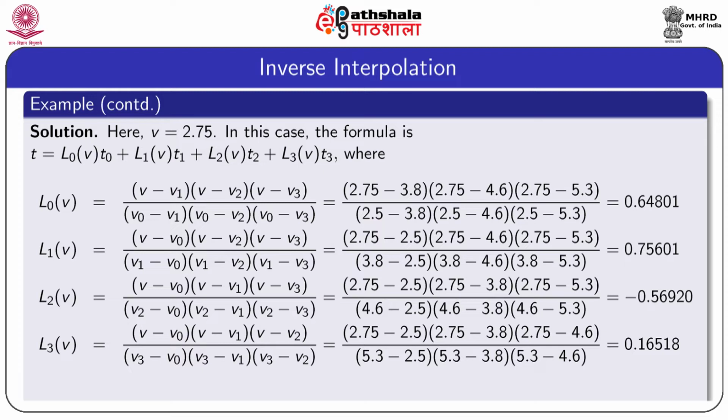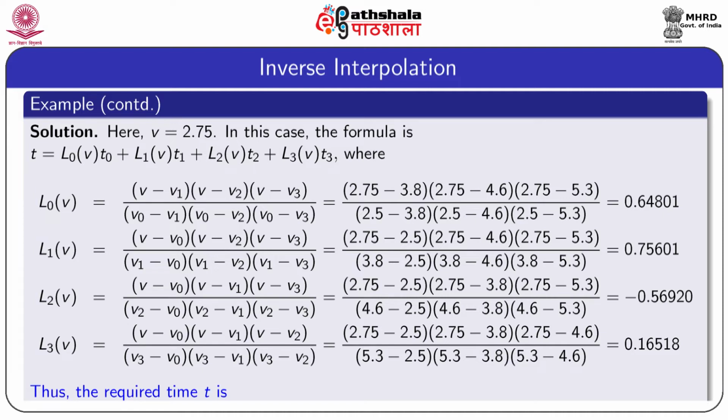0.64801. Similarly, L1(v) is equal to 0.75601 and L2(v) is equal to minus 0.56920, and L3(v) is equal to (v minus v0) into (v minus v1) into (v minus v2), whole divided by (v3 minus v0) into (v3 minus v1) into (v3 minus v2). After simplification, we get the value of L3(v) equal to 0.16518.